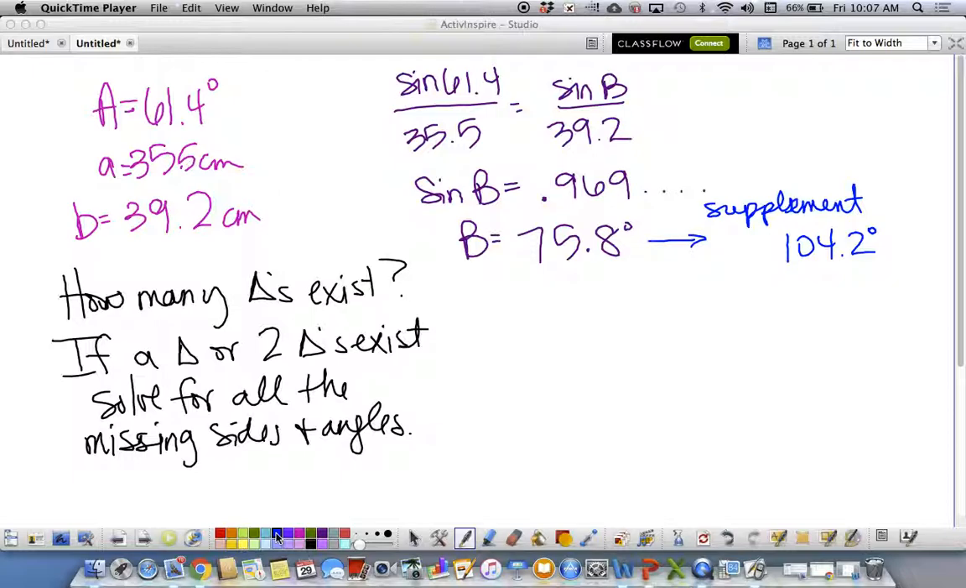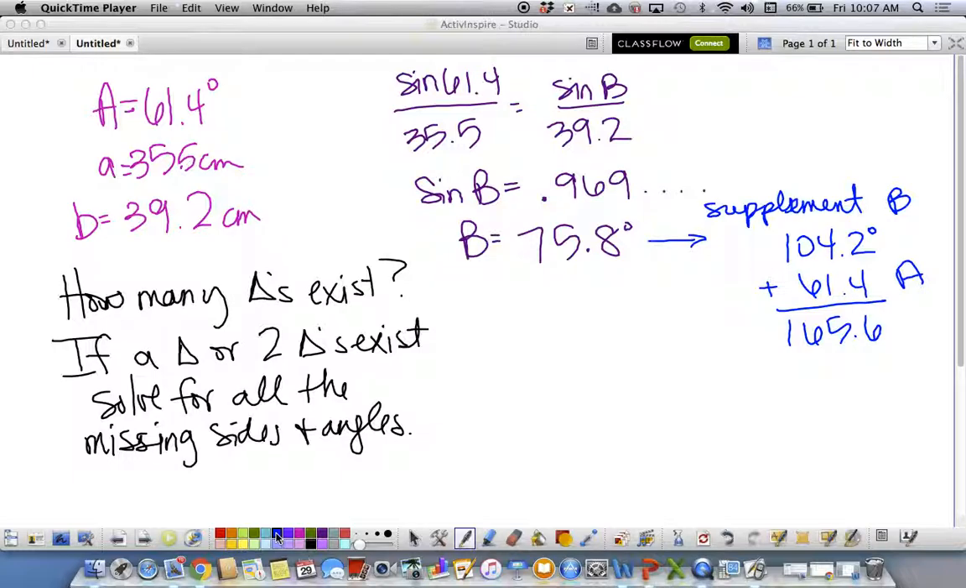The supplementary angle, you are finding, can another angle exist? So this is our supplement to B. Add it to what you were given. So angle A was 61.4. And when you add that supplementary angle, we got 160. Is there enough for a third angle?